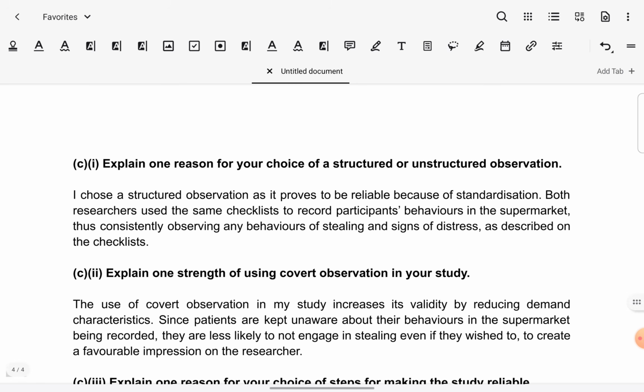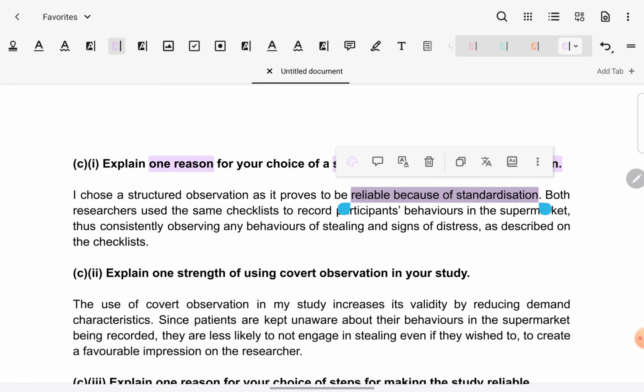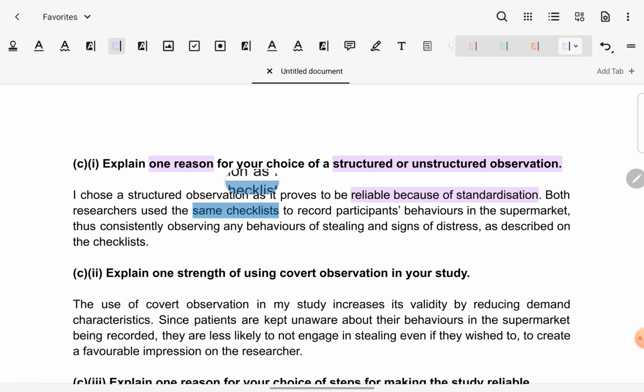So if they're asking you something like one reason for structured or unstructured observation. Structured observation is standardized, so it is there. That is not the way of writing. It is reliable because of standardization. In my study, what was standardized? How did it help if it was standardized? So what was standardized was using the same checklist. So you're using a fixed checklist to record behavior. And how did it make the study reliable? By making sure that behaviors are consistently being observed.